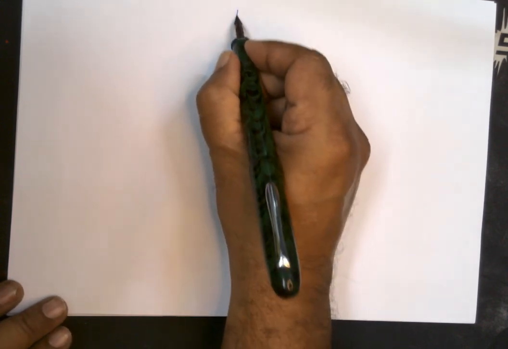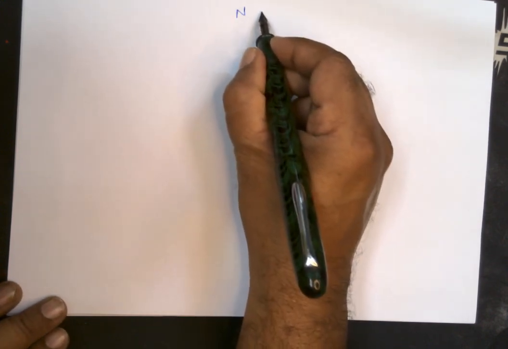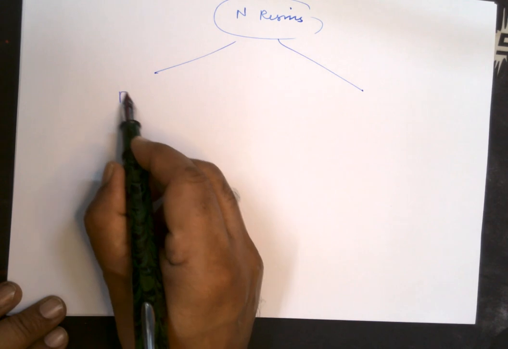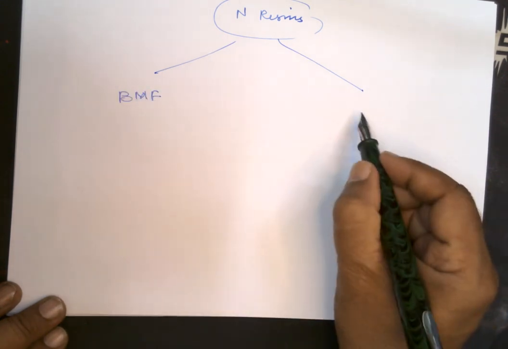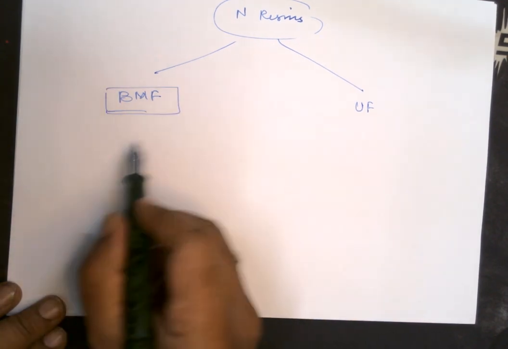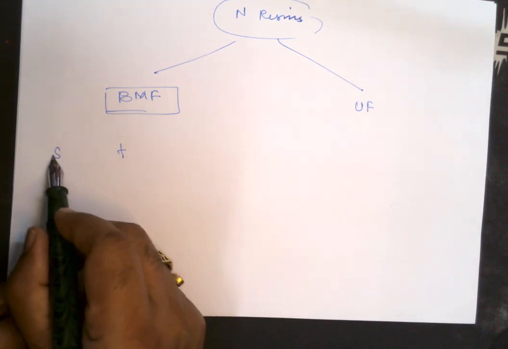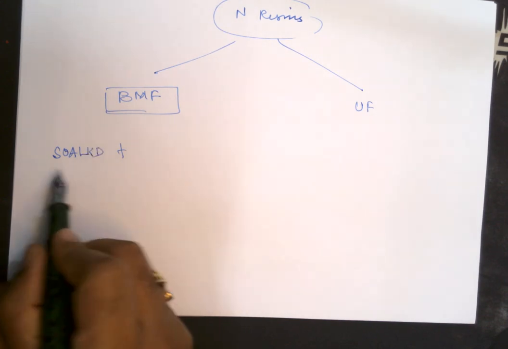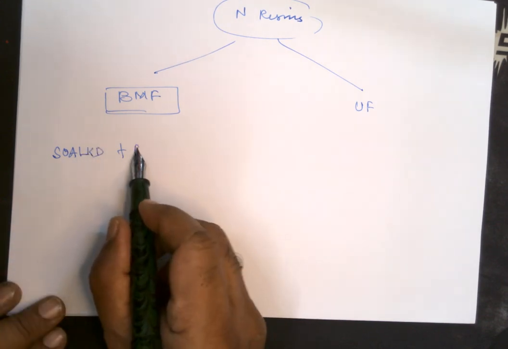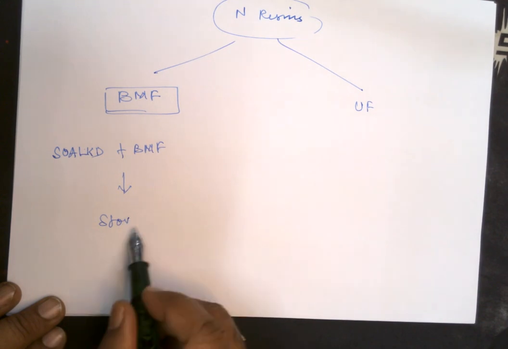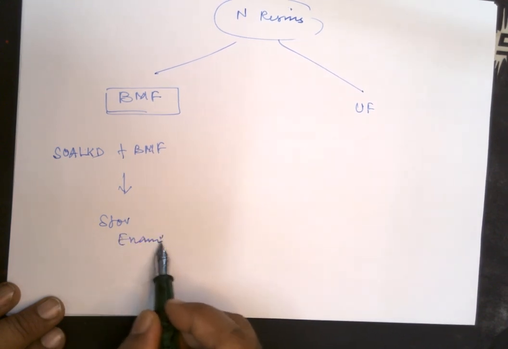So let me summarize. We have discussed 2 types of nitrogen based resin. One is butylated melamine formaldehyde resin, another is urea formaldehyde resin. Please understand, this BMF is combined with short oil alkyd, and that results in stoving enamel, stoving alkyd enamel.